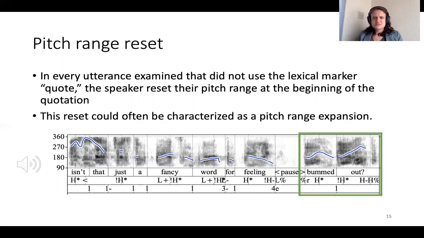The second key feature of subclausal quotation intonation is the pitch range reset. In every utterance that did not use the lexical marker quote, the speaker reset their pitch range at the beginning of the quotation. And this reset can often be characterized as a pitch range expansion.